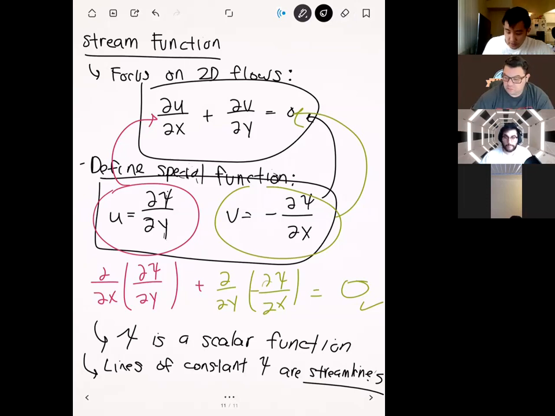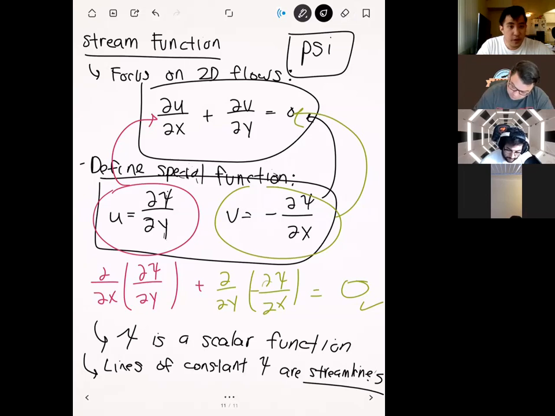All right, so the question is, how do you spell psi? So psi is spelled like this. Okay, so PSI. Yeah, so it looks like kind of Poseidon's trident, but it's spelled PSI.